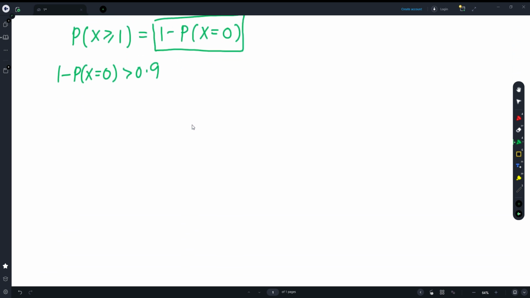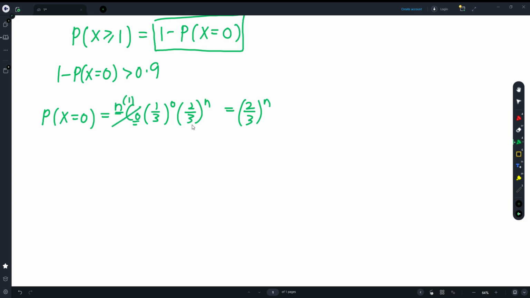Let me continue at the bottom here. We're going to first find the probability x equals 0. So we put nC0, the probability of success which is 1 over 3 to the power of 0, and then 2 over 3 to the power of n. We can simplify this as 2 over 3 to the power of n, because any number choose 0 is equal to 1 and any number to the power of 0 is also equal to 1. So in the end, only this particular term remains.